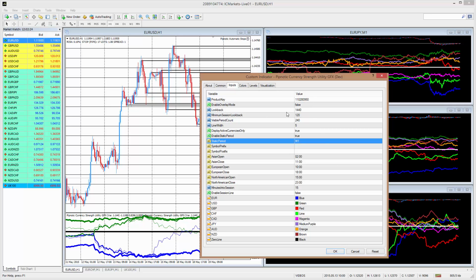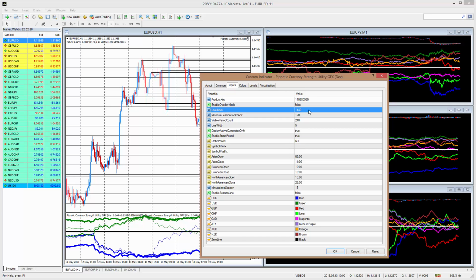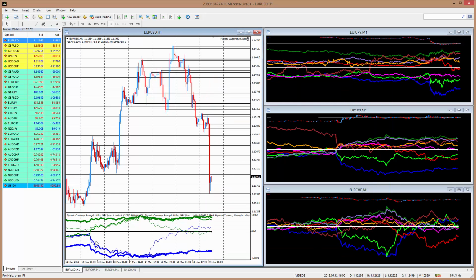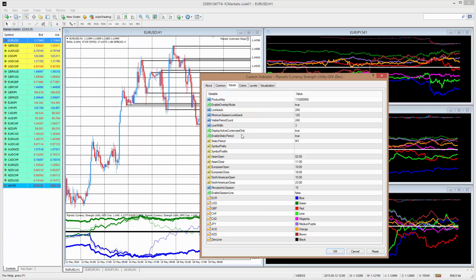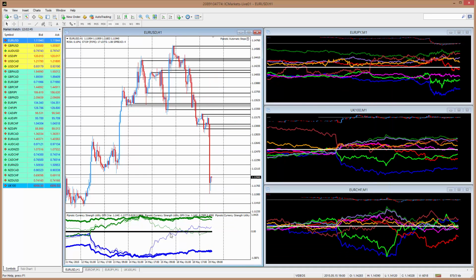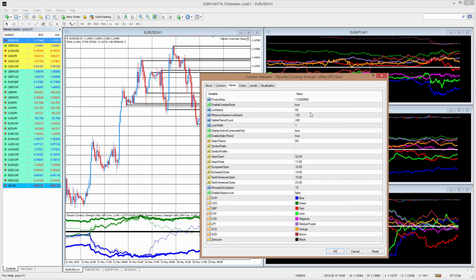And again, this is the slower or the long-term strength reading, which is the past 1 day or 1440 minutes. And the next line, which is the medium thickness line, is looking at the past 4 hours. And again, it's important to have the active currencies only enabled, as well as the enable static period set to 1 minute. Then we have the short term here, which is showing us what's been going on over the course of the past 1 hour, with the two settings here set to true.